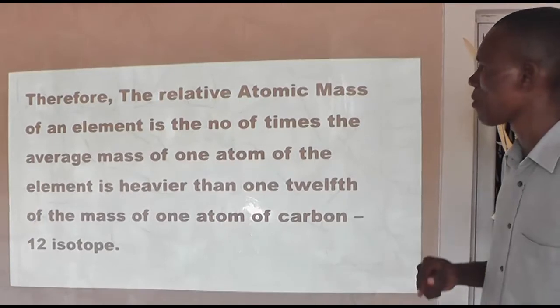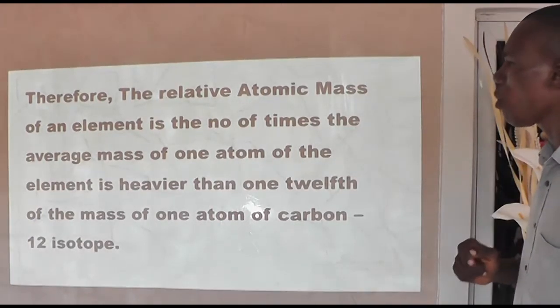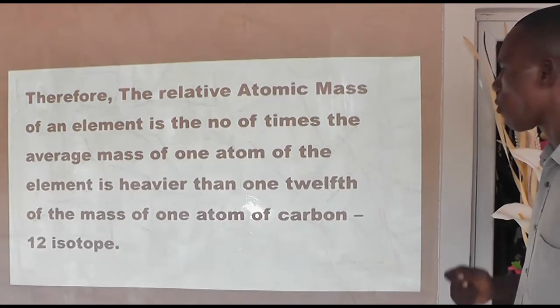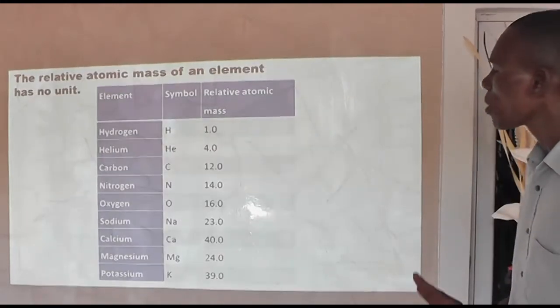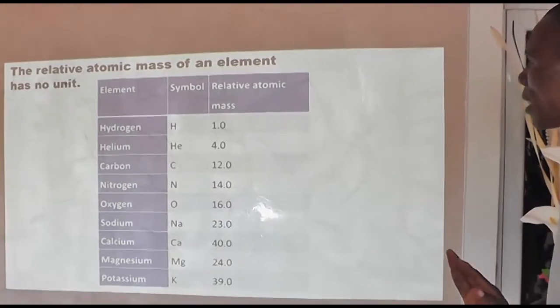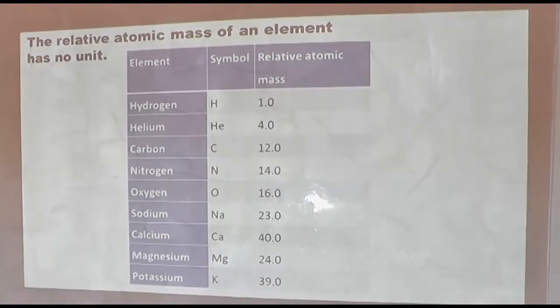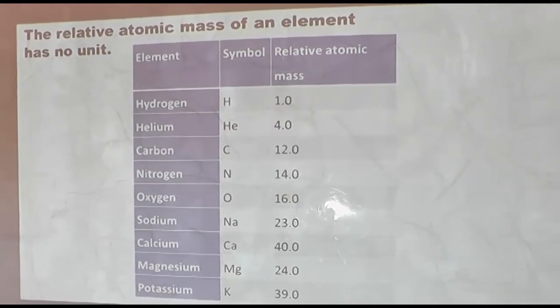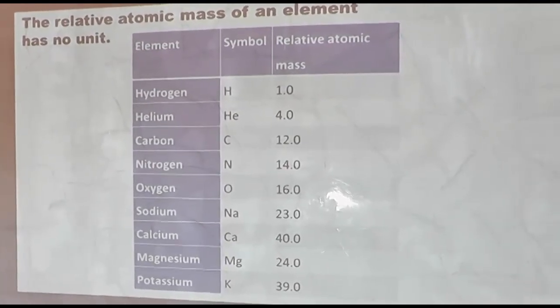The relative atomic mass of an element is the number of times the average mass of one atom of the element is heavier than 1/12 of the mass of one atom of carbon-12 isotope. Now, this table shows the relative atomic masses of some elements. Remember that the relative atomic mass of an element has no unit. The table is showing us element, symbol, and their relative atomic mass.